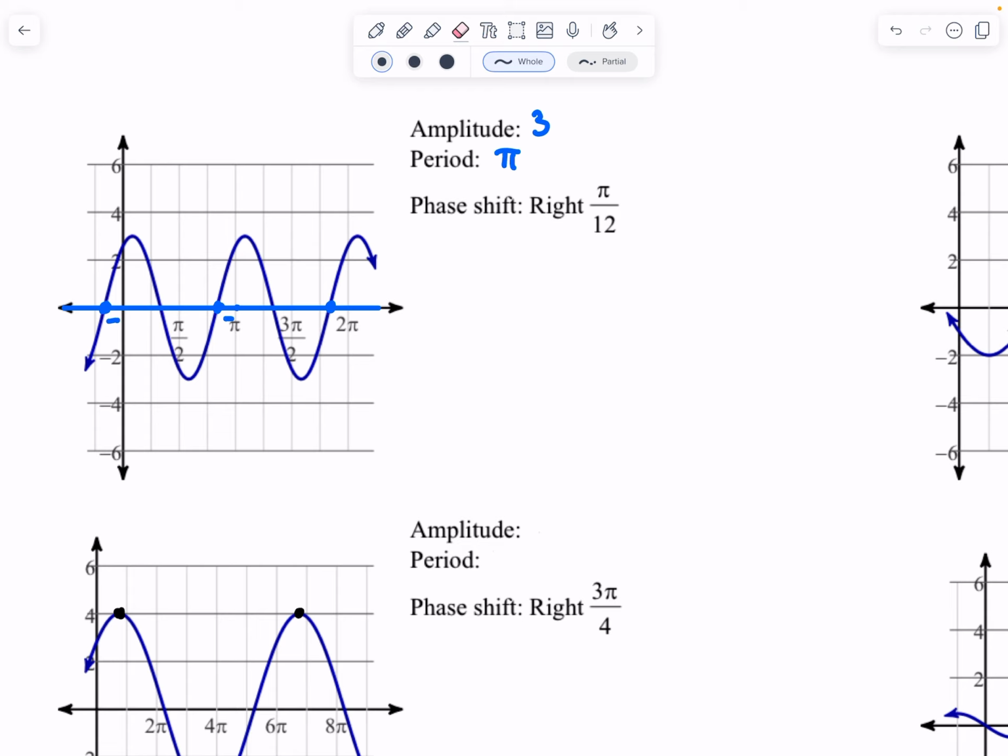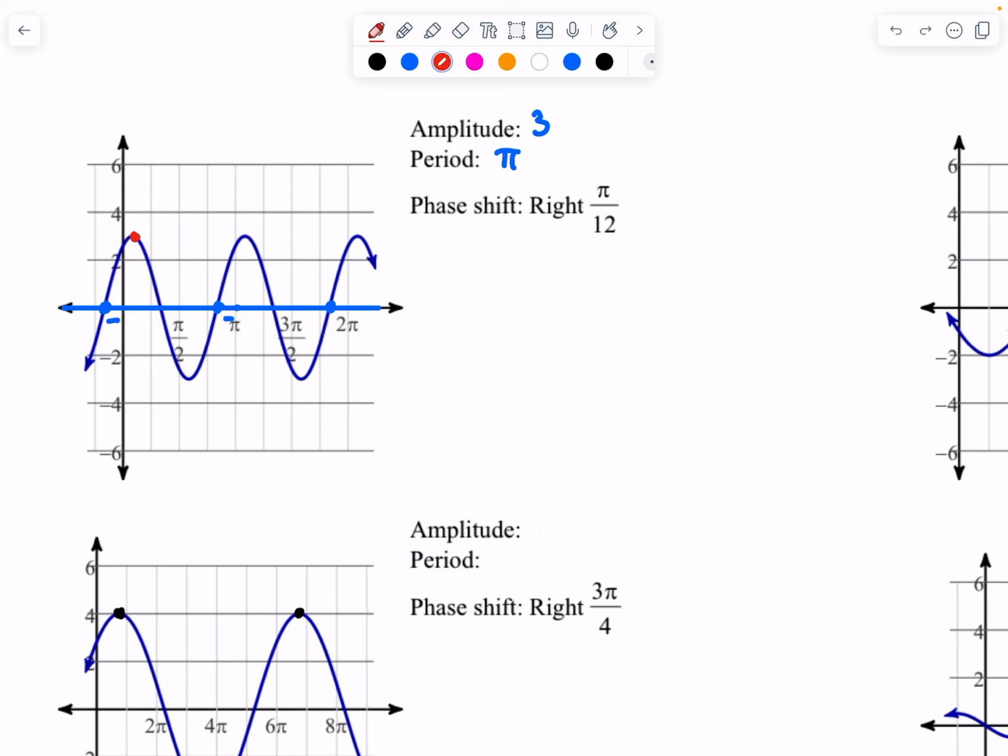I can see that this red dot, I could say, hey, that moved over a little bit. If I were to move it to the right, I could start it right here, and that would be my sine function. Or if I took this point right here and moved it to the left to put it right here, that would be my cosine function. So this is ambiguous. I could pick either one that I want. And with this photo, it's very tough, since this is pi over 12. So we're going to go with right pi over 12.